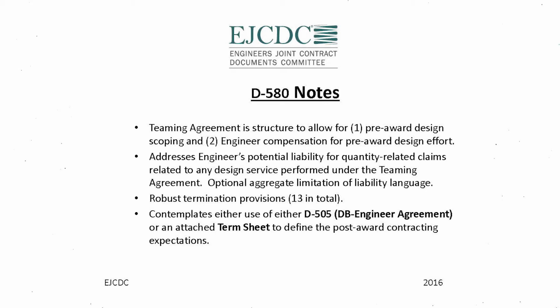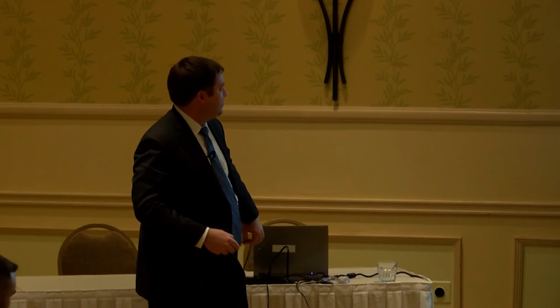We either say you can use the D505 document, which is our engineering design builder subcontract, or you can provide a term sheet as an attachment to this that says, well, we haven't agreed on a form yet, but there's certain key terms which we think would need to be included in that subcontract, like an industry standard of care, any warranties that would be expected of the design, which is hopefully no more than the industry standard of care. It provides that structure within the document. The options are within this teaming agreement to provide those different subcontracting arrangements.